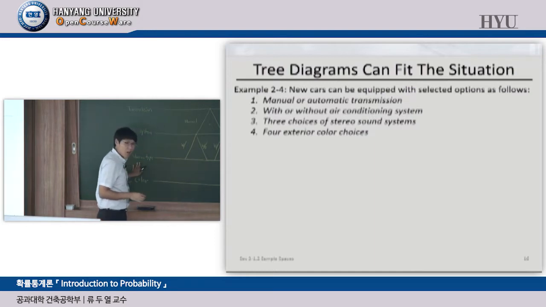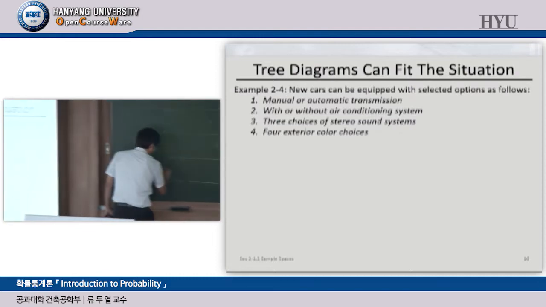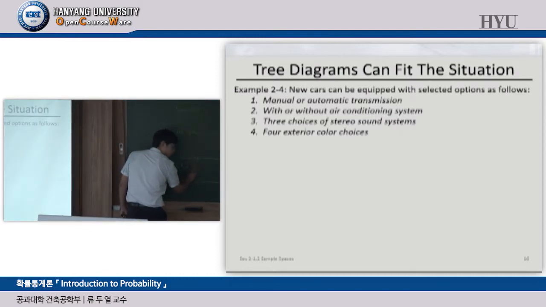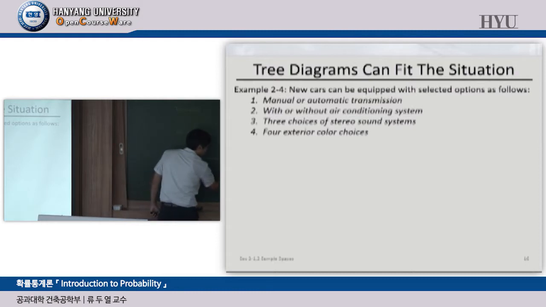And in the case of the stereo types, we have 3 options, right? If we express the 3 types as 1, 2, 3, we can have the 3 branches below the air conditioning system, right? Which means that in the case that we have the manual transmission system with the air conditioning system, we have 3 options to have the stereo types, right? One, two, three. And these 3 can be here, here, here, right?